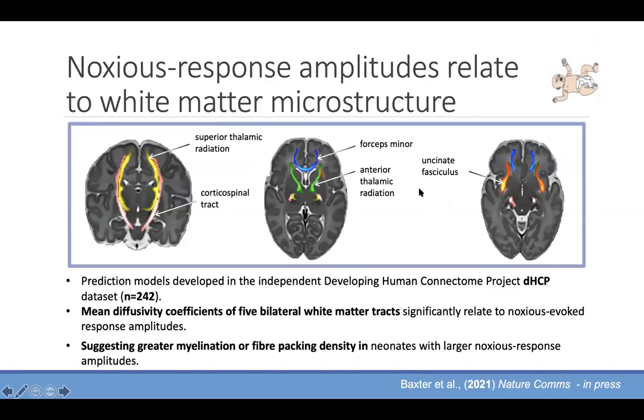In addition, we also wanted to see whether it was possible to relate this back to the underlying white matter microstructure. And here we took some models which we developed, again in the large dataset with the DHCP data, and then tested them in our local dataset. And what we found is that the mean diffusivity coefficients in 5 of the bilateral white matter tracts seem to significantly relate to the noxious evoked response amplitudes. And furthermore, they suggested that greater myelination or fibre packing density in neonates was associated with these larger response amplitudes.